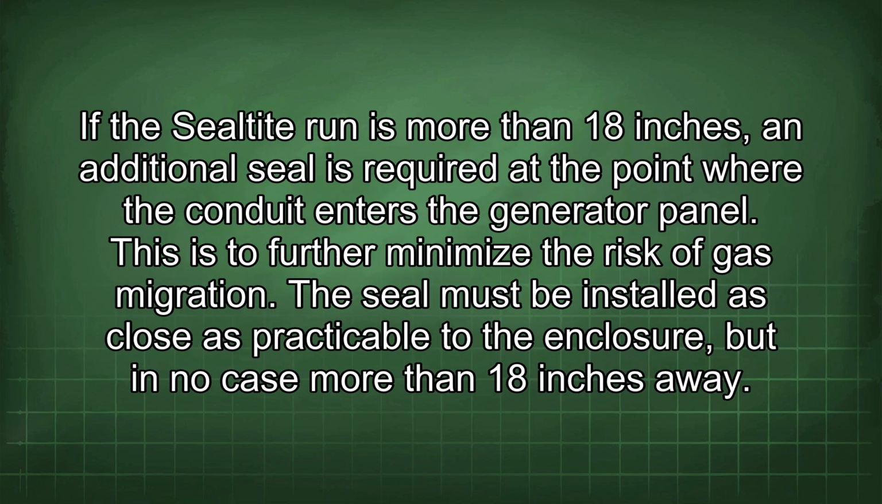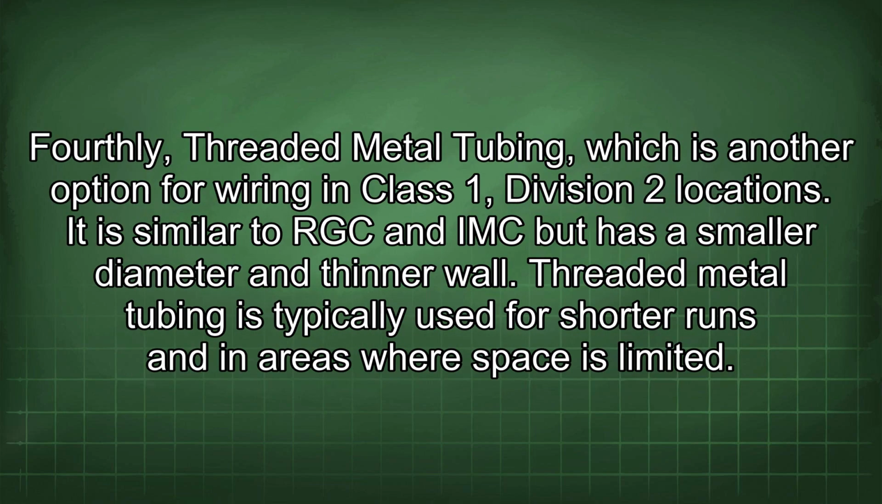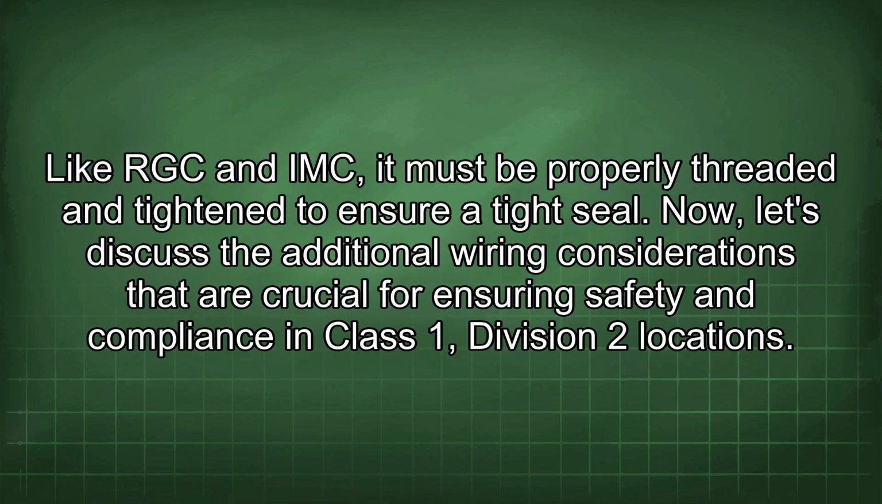This seal prevents the migration of flammable gases or vapors from the generator enclosure into the conduit system. If the Sealtite run is more than 18 inches, an additional seal is required at the point where the conduit enters the generator panel. This is to further minimize the risk of gas migration. The seal must be installed as close as practicable to the enclosure, but in no case more than 18 inches away. Fourthly, threaded metal tubing, which is another option for wiring in Class 1, Division 2 locations. It is similar to RGC and IMC but has a smaller diameter and thinner wall. Threaded metal tubing is typically used for shorter runs and in areas where space is limited. Like RGC and IMC, it must be properly threaded and tightened to ensure a tight seal.